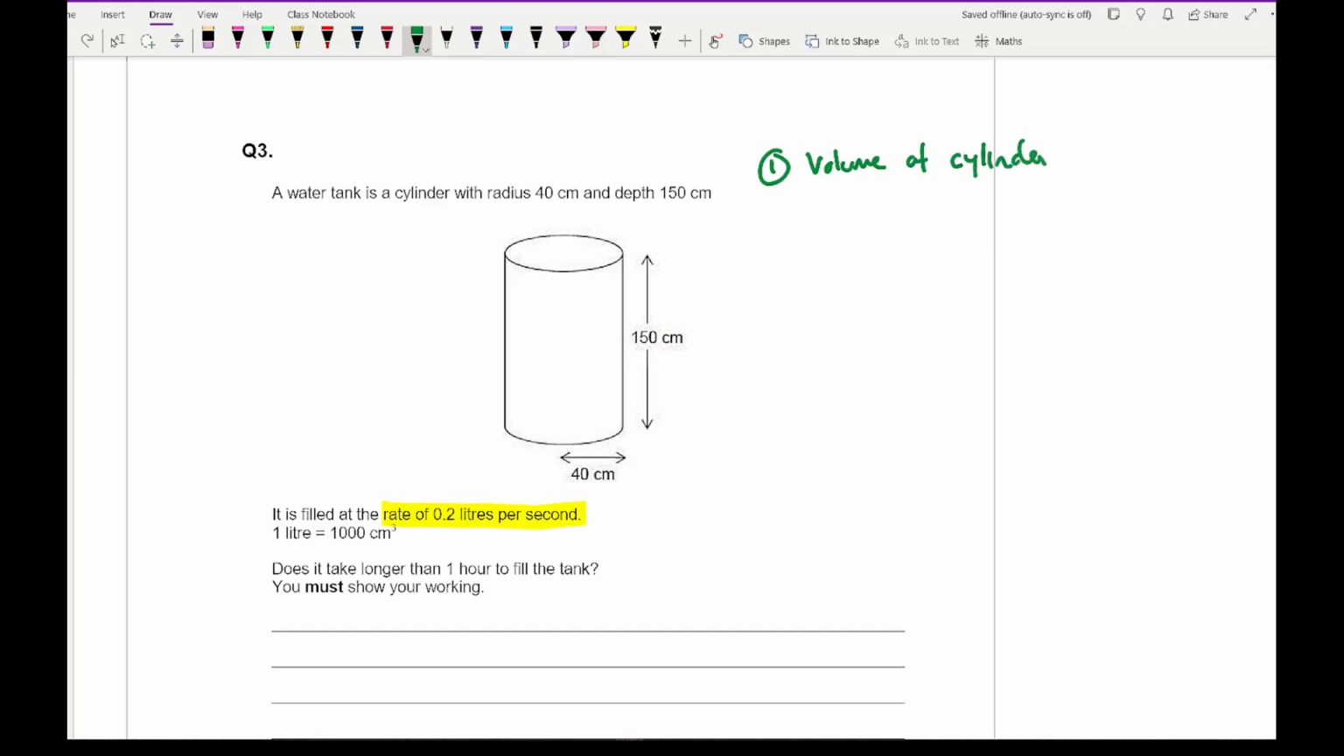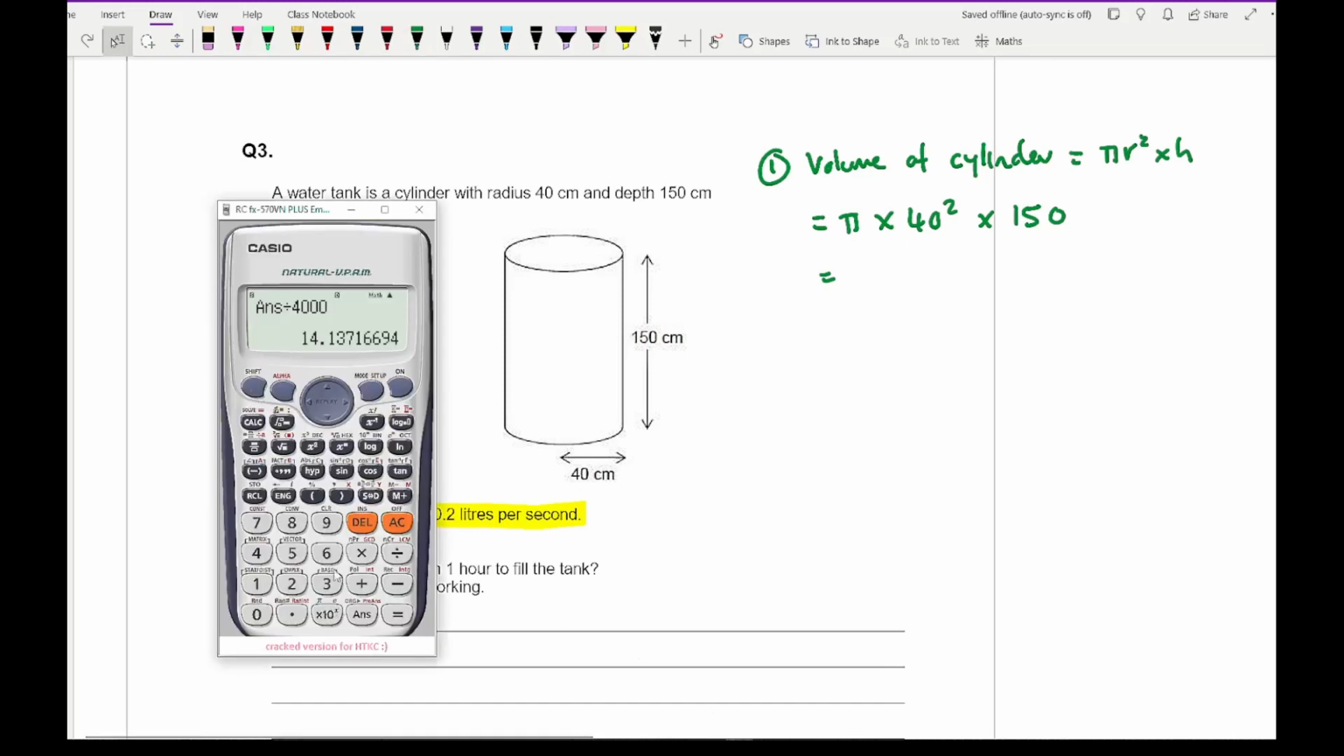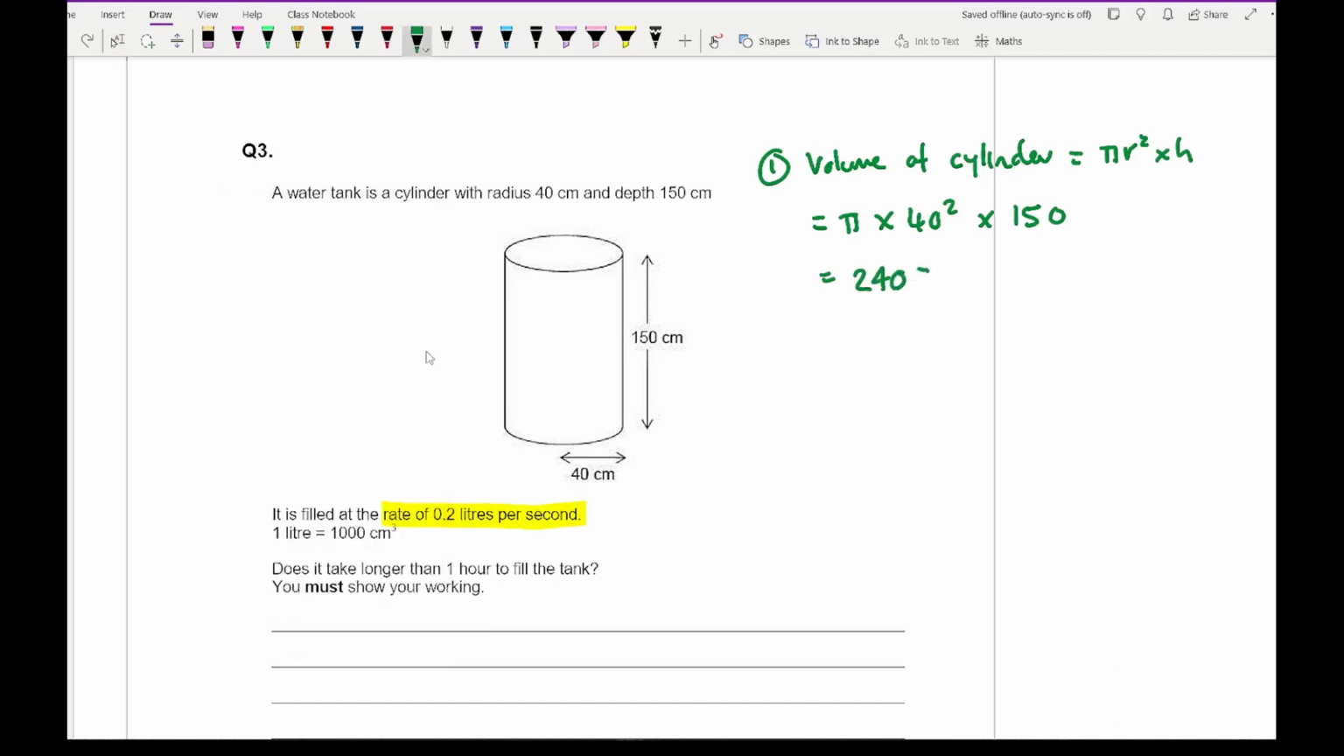Now to do that, I need to use the formula pi r squared times h. So that's going to be pi times 40 squared times 150. And if I type that all into my calculator, I should end up with an answer. Let's actually just do that now. So here I've got shift pi times 40 squared times 150, and it gives me 240,000 pi. So that there is basically in centimetres cubed.